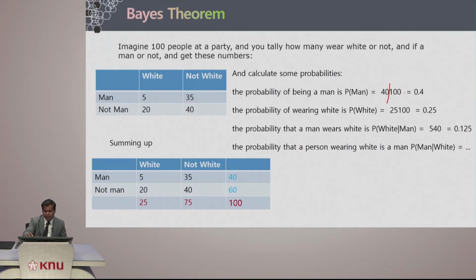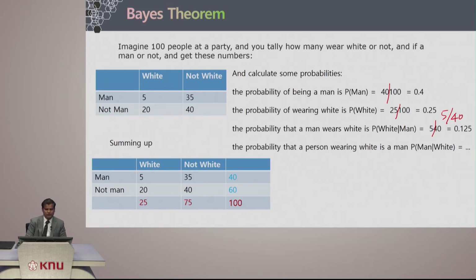So the probability of being a man is 40 by 100, which is 0.4, and the probability of wearing white is 25 divided by 100, which is 0.25, and the probability of a man wearing white is 5 divided by 40, which is 0.125.